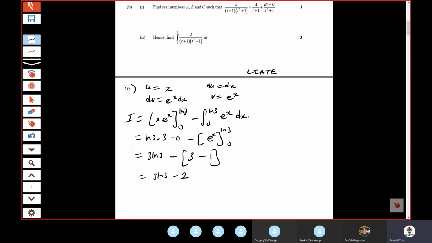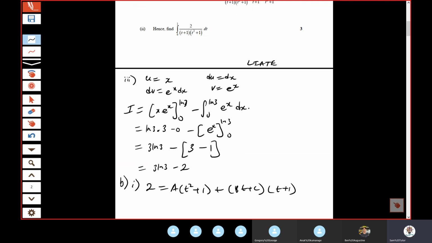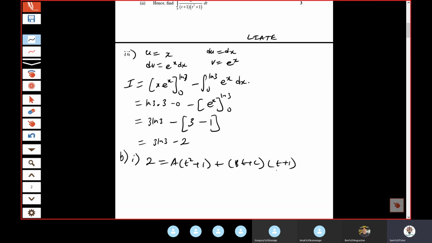Okay. B, I. Equating coefficients. So 2 equals A(t squared plus 1) plus (bt plus c)(t plus 1). And then usually we would let t equal to... no, you wouldn't let it equal to 0 straight away. You would let t equal to negative 1, so you can get rid of this component.